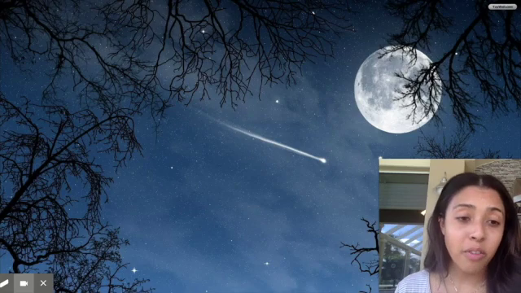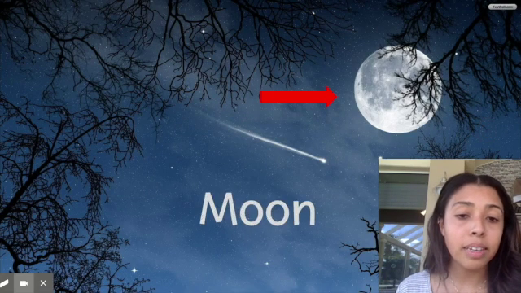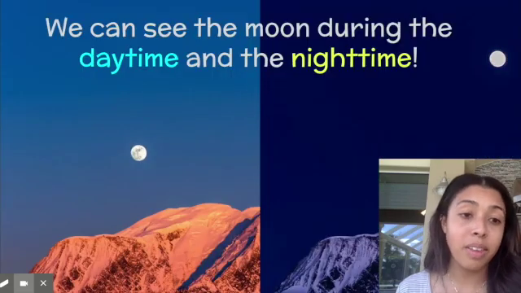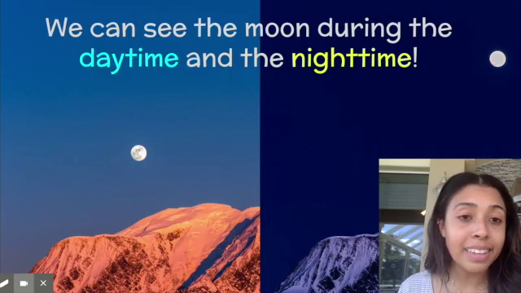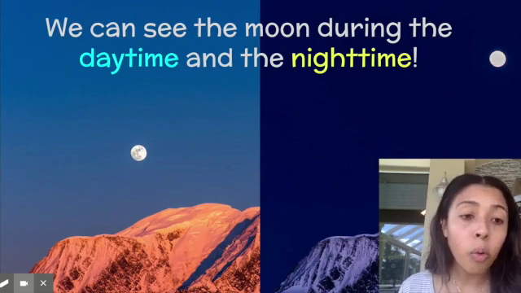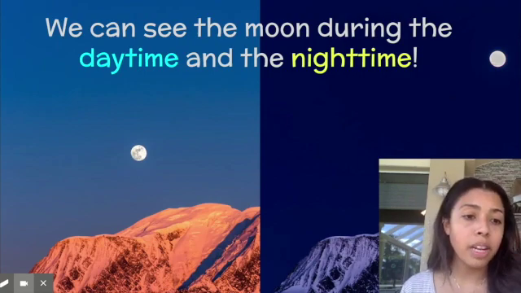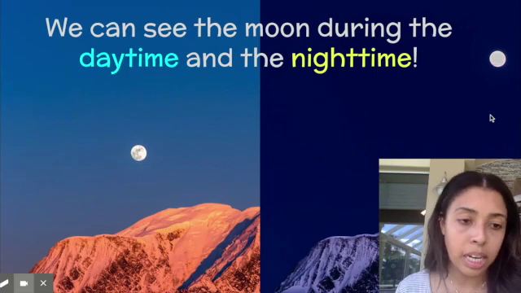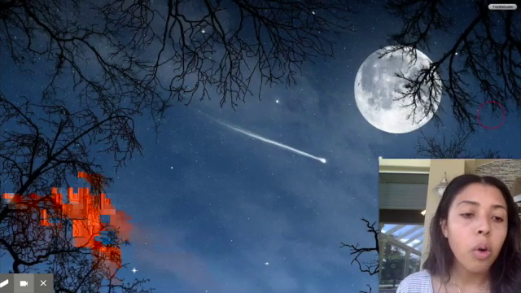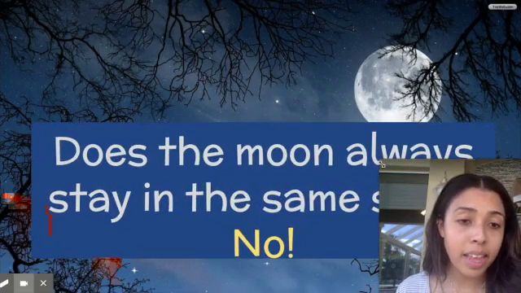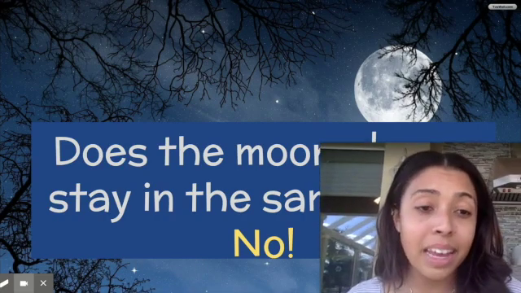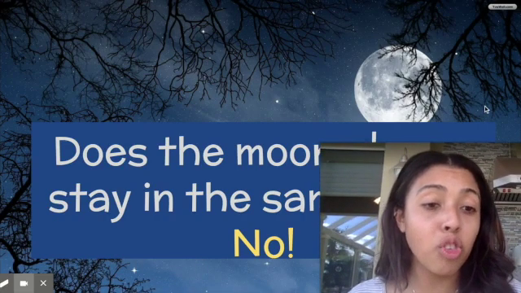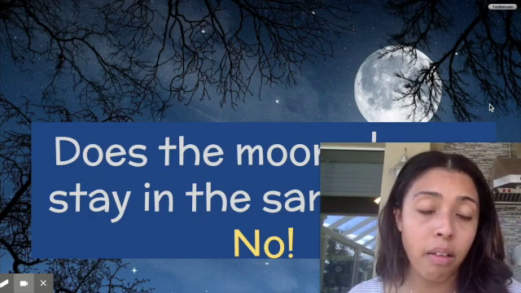Then we've also recently been talking about the moon. And we learned that the moon can appear during the daytime and the nighttime. It's always existing, it's always around, it's just easier to see during the nighttime. We also learned that just like the sun, the moon does not always stay in the same spot. Instead, the moon appears to be changing and moving as well.